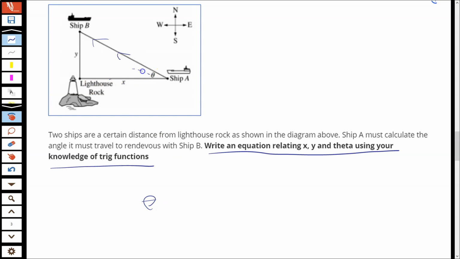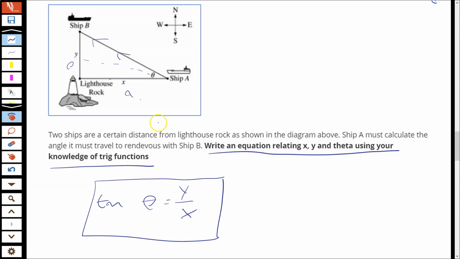What do we have here? We have opposite and adjacent. Opposite over adjacent is tangent, right? SOHCAHTOA. So tangent theta equals opposite over adjacent, which is y over x. And that's it. So no solving there. And this is the solution I was looking for. I was looking for just an equation.